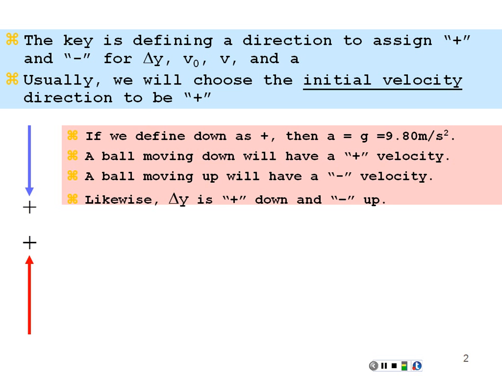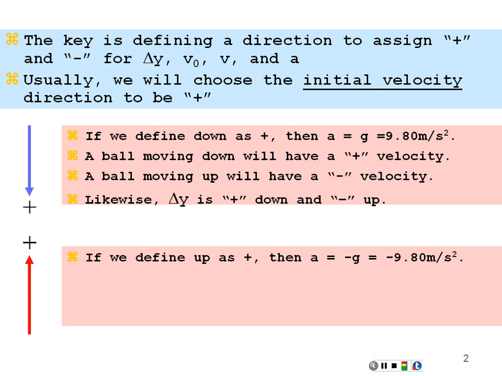We could also define up as positive, and I would again choose my initial velocity direction as determining that. So if I'm throwing my initial object in the up direction, then I will define up as positive, and all my other quantities will have to follow suit. So we always know that gravity is pulling down towards the center of the Earth. So if I define up as positive, that automatically makes my acceleration a negative 9.80 meters per second squared.